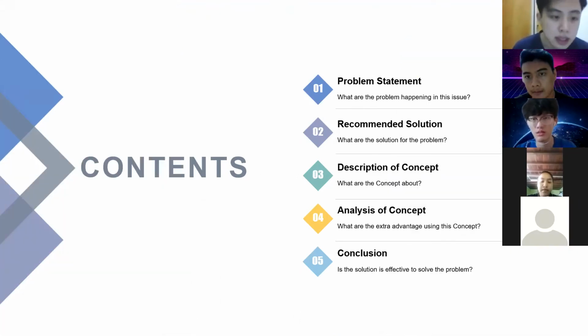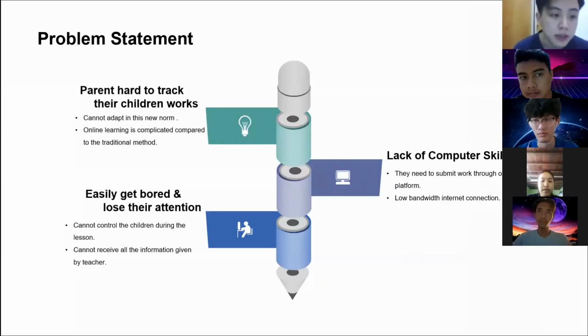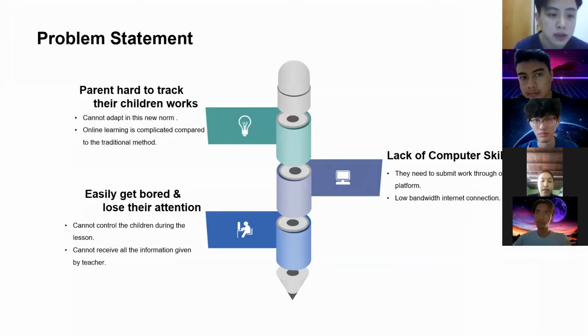We can see that there is a content table here, and these 5 elements are the 5 main points we want to highlight in this report, which are problem statement, recommended solutions, description of product, analysis of concept, and the conclusions.